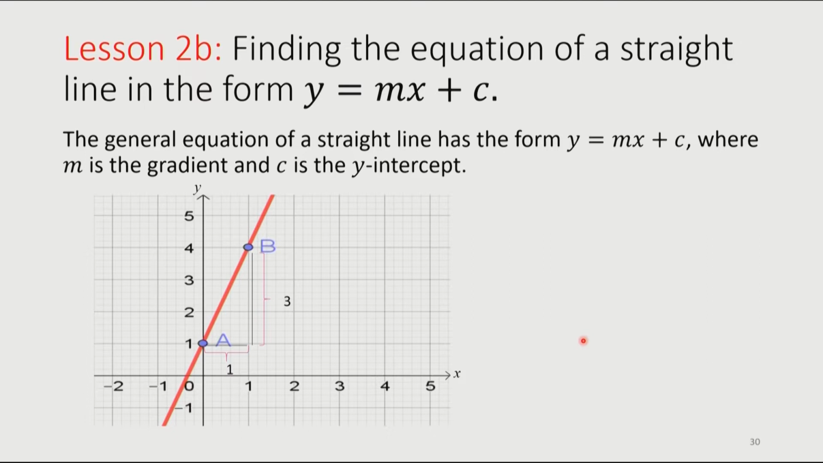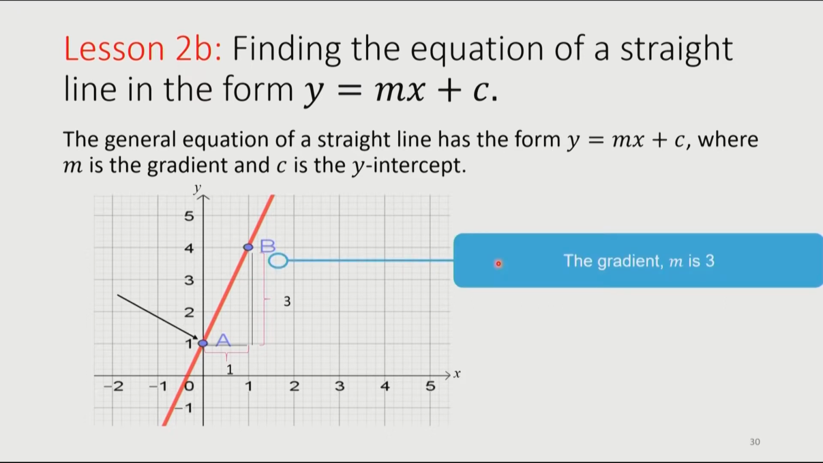So finding the gradient, we still do it the same way. So we have the point A and point B. So from there, you'll have your right angle triangle. You can see the scale is uniform. So change in y is 3 and change in x is 1. Therefore, our gradient will be 3, because 3 divided by 1 is 3. So that means m is 3. Then y-intercept, the coordinate of that point is (0, 1). Remember, we said that on the y-axis, the value of x is always 0.